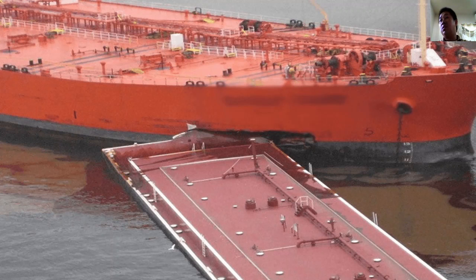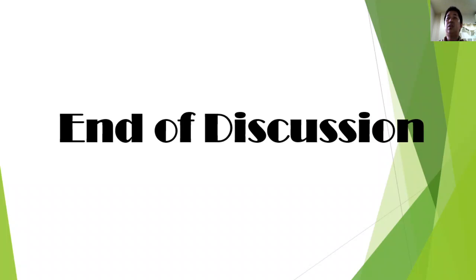As you can see here, this tanker is anchored, and the barge has collided with the tanker. So this barge should have done a crash astern maneuvering. This barge should reverse the main engine very quickly to avoid collision. So that is crash maneuvering.